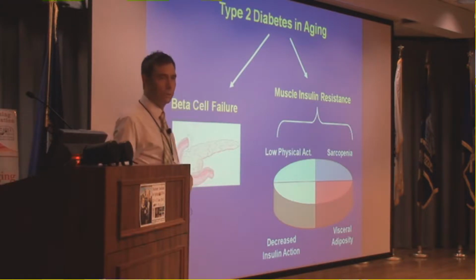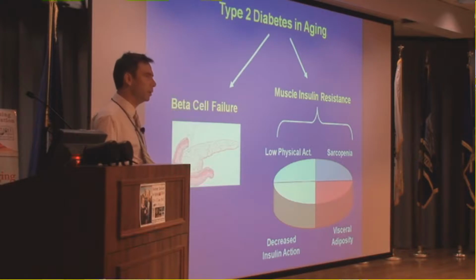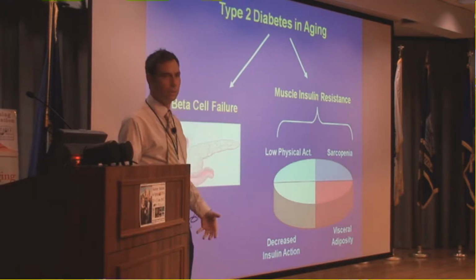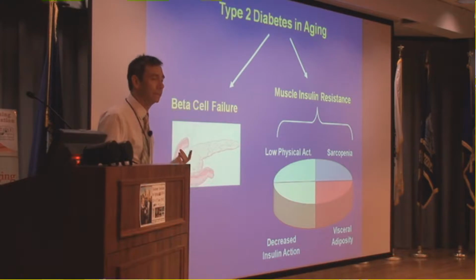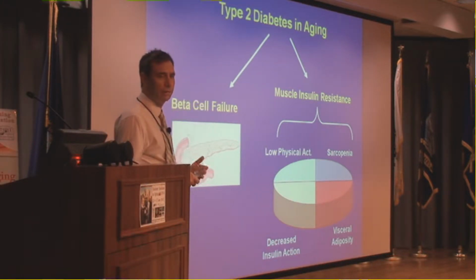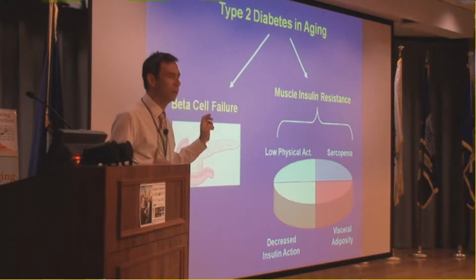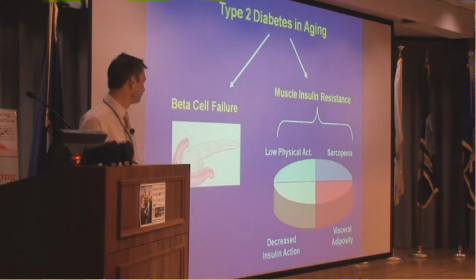As we age, we tend to gain fat in the abdominal cavity, and the fat from the abdominal cavity, the visceral adiposity, produces substances such as what we call cytokines, which are inflammatory substances, that go to the muscles and cause insulin resistance. The other is low physical activity. As we age, typically our physical activity declines, and being less physically active can also contribute to our muscles being more resistant to insulin.